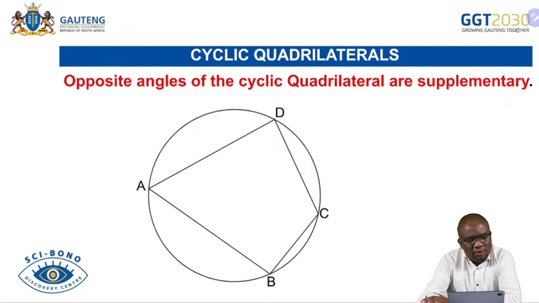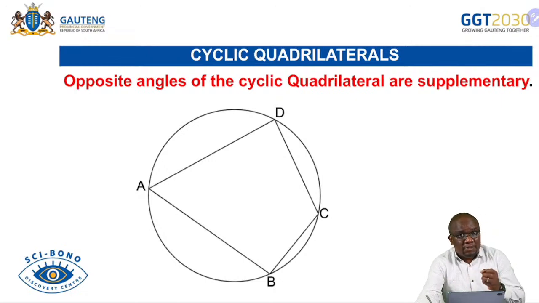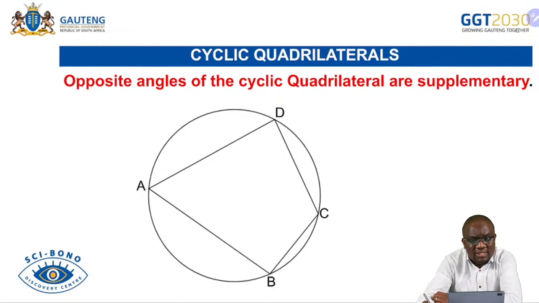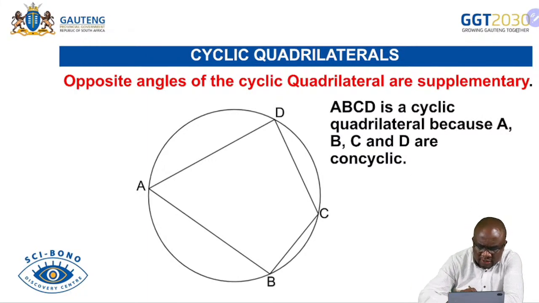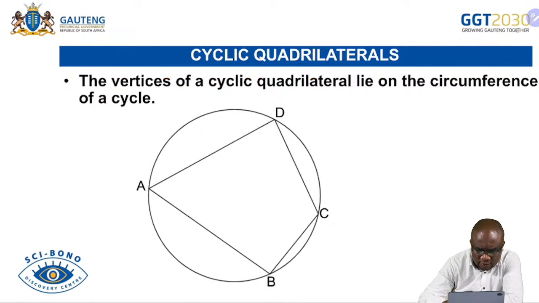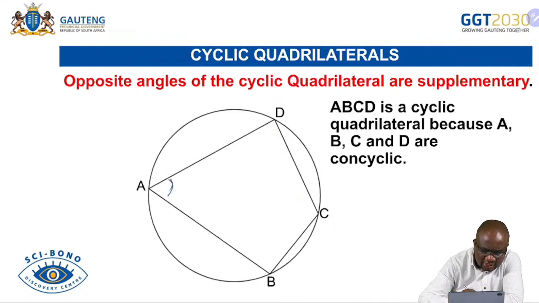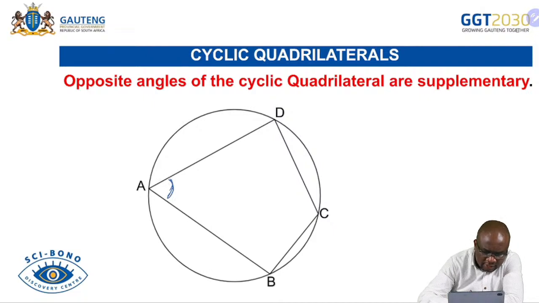Opposite angles of a cyclic quad are supplementary. We're going to prove this theorem. When I'm talking about opposite angles, which angles am I talking about? Right. Okay? We're saying angle A. Let me go back. Right. This is angle A. Angle A here. And angle C here.